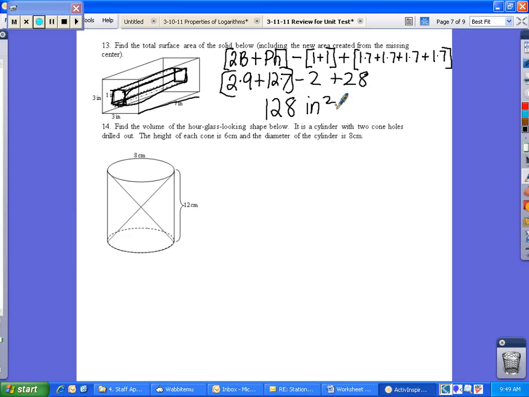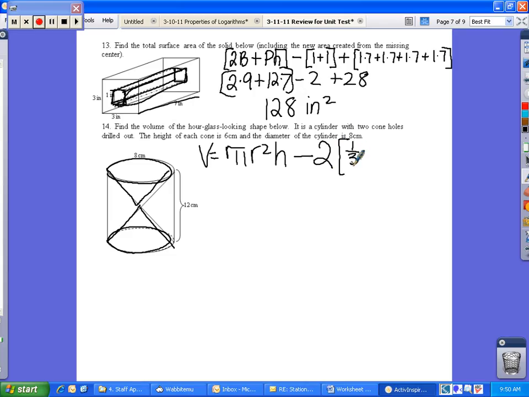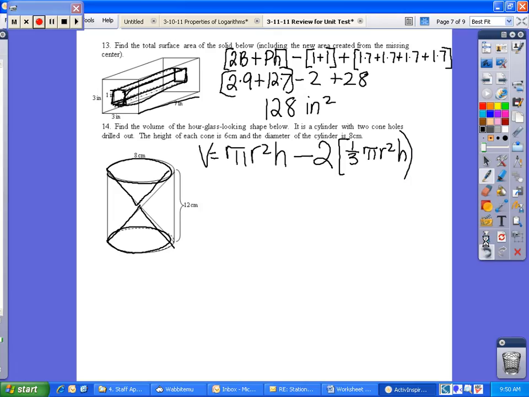Alright, moving on to number 14, which is actually the last one because 15 and 16, the ratios, we're not going to be doing on our unit test. For number 14, I have the volume of the hourglass, which means I had 2 holes in the shape of cones that are drilled out. So I'm excluding those. I'm going to first calculate the volume of the cylinder. The volume of the cylinder is pi r squared h, and then I'm going to have to take out 2 of the cones.